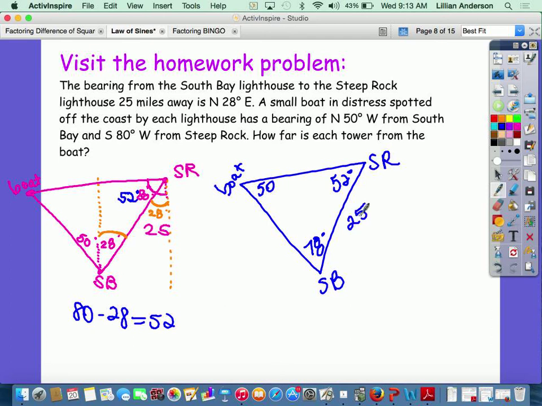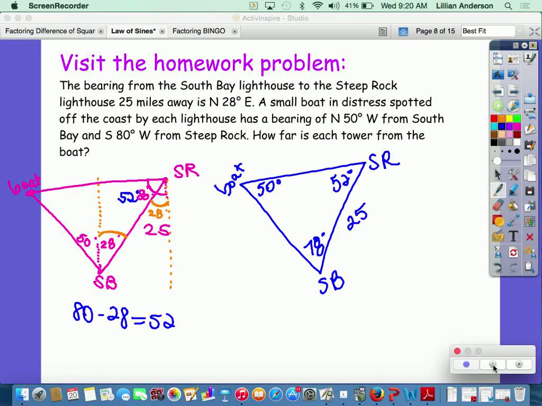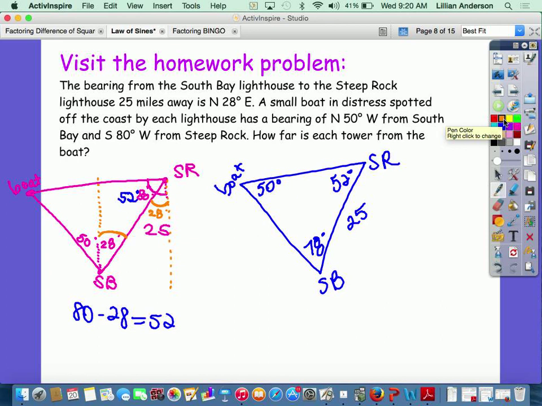I want you guys to figure out how far the boat is from Steep Rock and how far the boat is from South Bay. I have to use law of sines here. We just did practice with this. So set up our proportion. How'd you guys set it up? We set it up in many ways. Okay, give me one way.